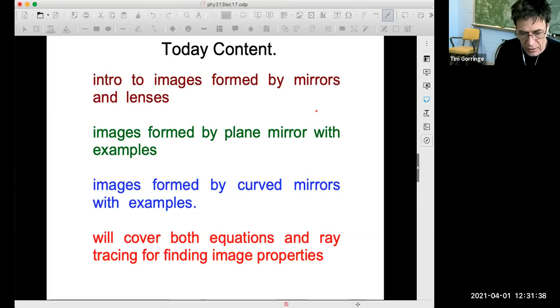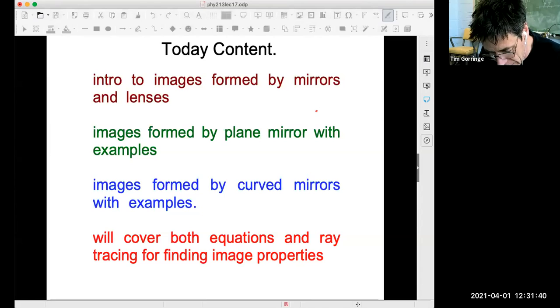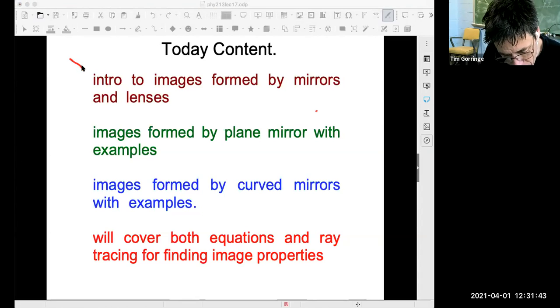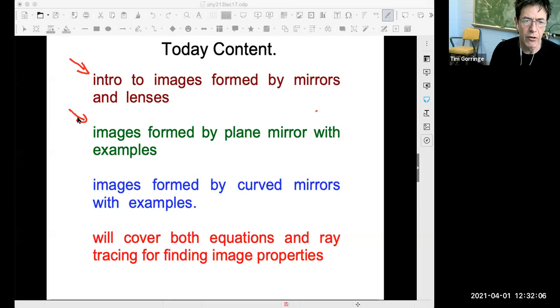Content for today's class specifically, I listed it here. I want to start with just a few general remarks about forming images with mirrors and with lenses, through reflection and through refraction. So that's the first item. The remaining items, I'm going to focus on mirrors and reflection. And we won't deal with refraction and lenses until next class.